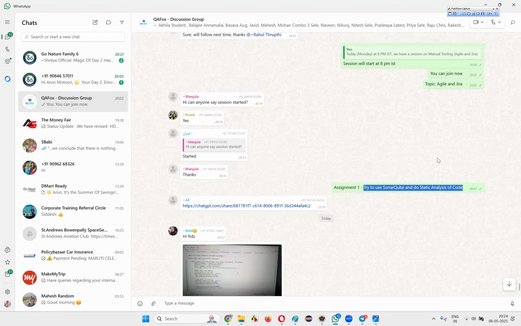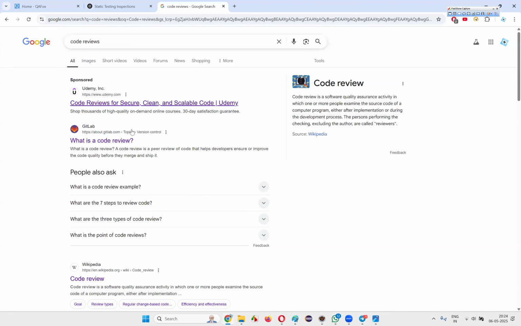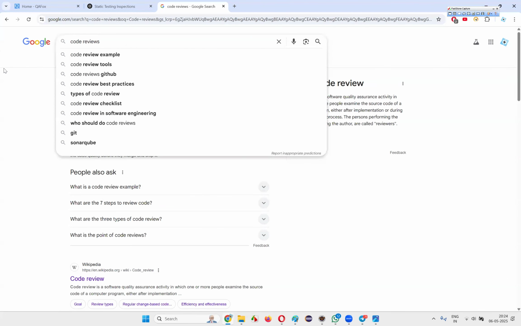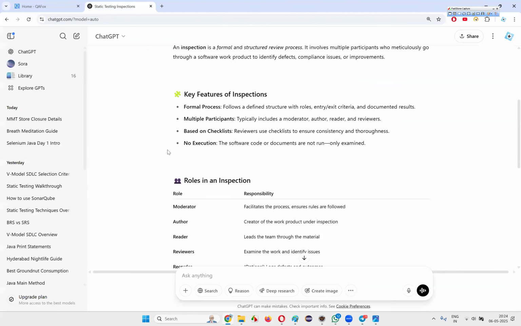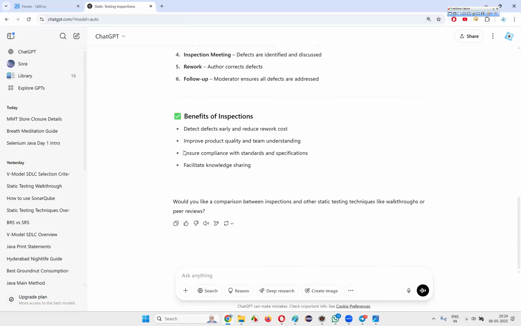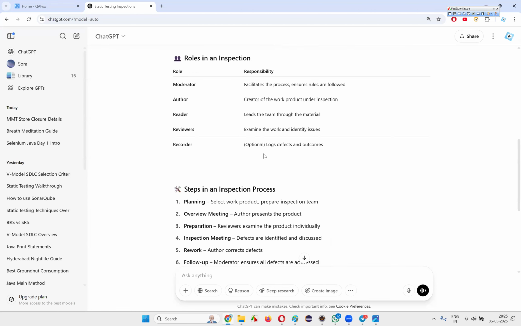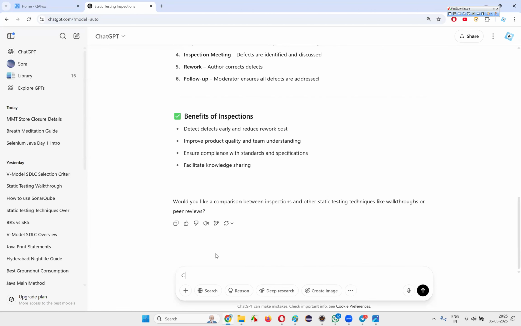In yesterday's session, I gave you this assignment. Try to use SonarQube and do static analysis of the code I mentioned. At least give a try at how to use the tool. Anyhow, whether you have done it or not doesn't matter because those are optional assignments. It's for your own benefit. But my duty is to give the assignments for everyone to be done. So you try it out and see whether it is possible or not. Okay, the next thing here is code reviews. What are code reviews?